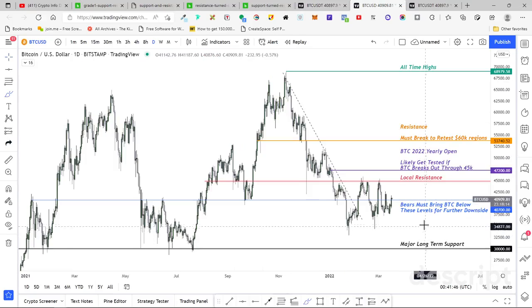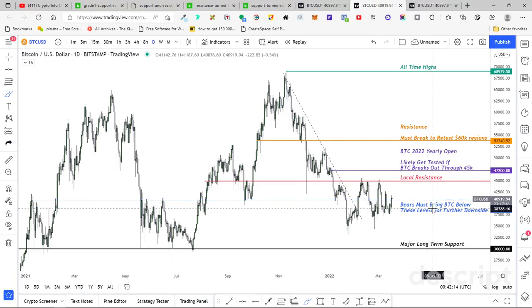And then we've got this area that the bears need to bring Bitcoin below this level for further downside. So basically, this blue line here, if you can't break it, that's the bears pushing the price down. So we have an enormous amount of sellers that exist above this blue line right here. And the buyers seem to be below the blue line.